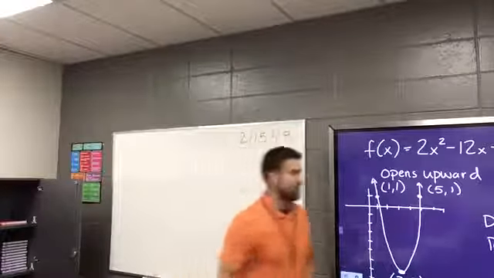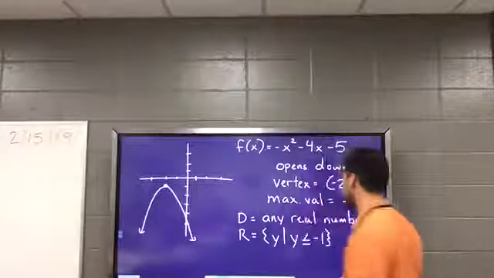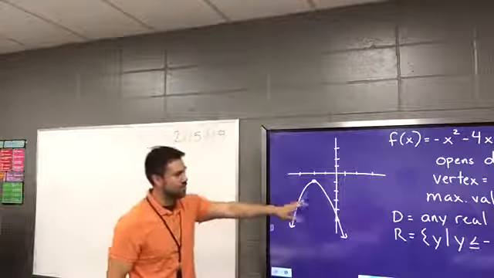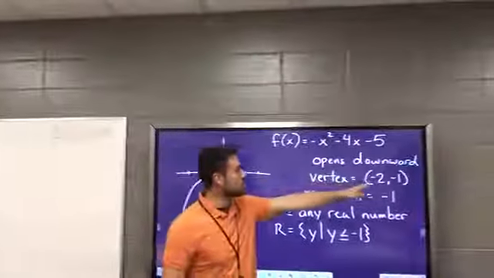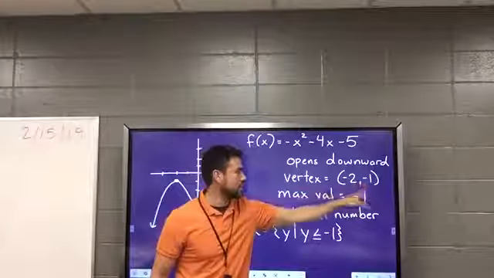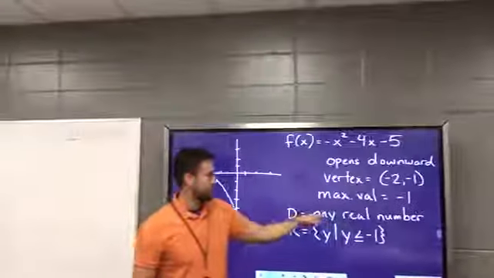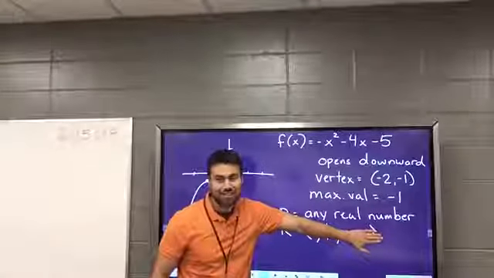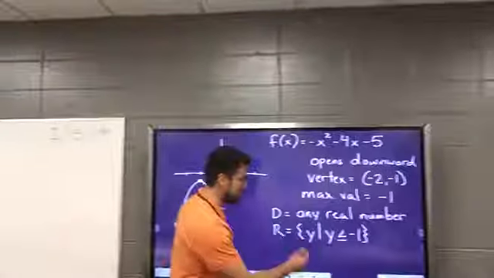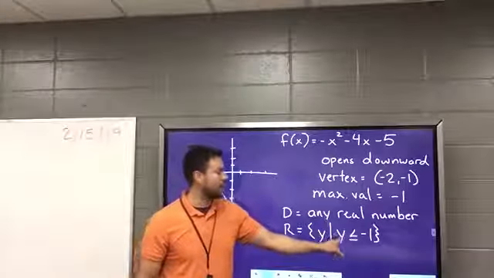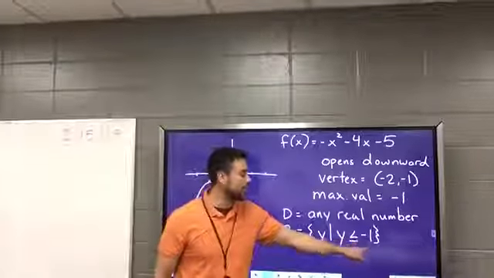What can the domain be? Any real number. Good. All right, here we go. And I sketched it. It's awful, but it opens downward. The vertex was negative 2, negative 1. The maximum value would be right there, right? What's the domain? Any real number. What's the range? The range is always going to look in this format. Ready? Y is any number such that y is less than or equal to negative 1.